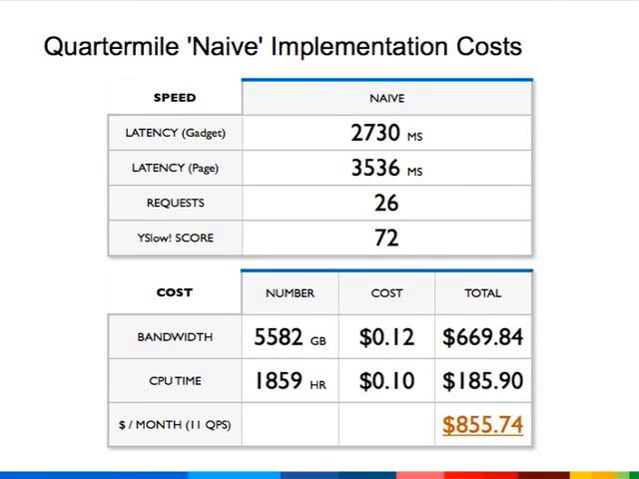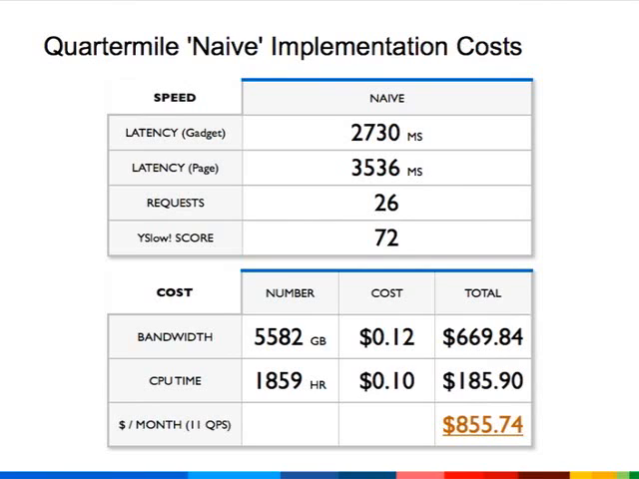It took 26 HTTP requests to render the gadget for the first time, including images, CSS, backend API calls, et cetera. And then we just ran it through YSlow, which we'll talk about more later. But we got a not-so-great score of 72.